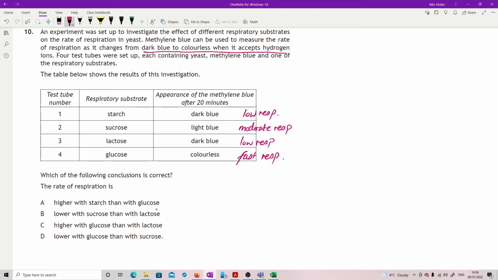So if we've worked that out, then the conclusions are reasonably easy. Rate of respiration, is it higher with starch than with glucose? No, because we've just said it's not. Is it lower with sucrose than with lactose? Sucrose was moderate and lactose was low, so no. Higher with glucose than lactose? Yes, because glucose won against everyone. And just to check, lower with glucose than sucrose? No. Okay, question 10, and that's that section.